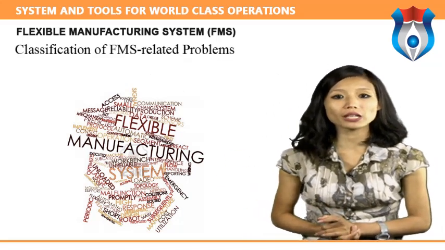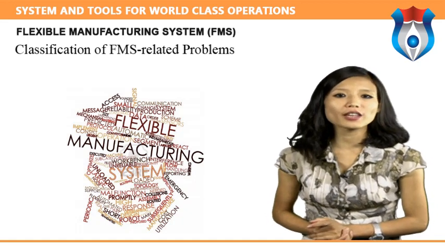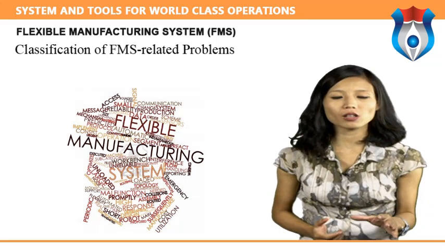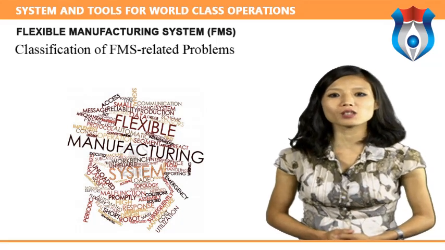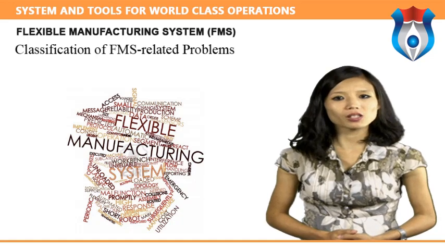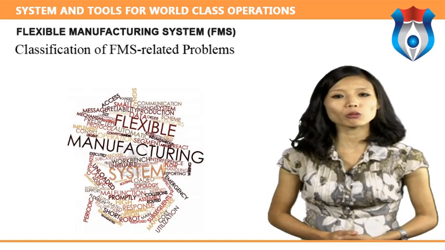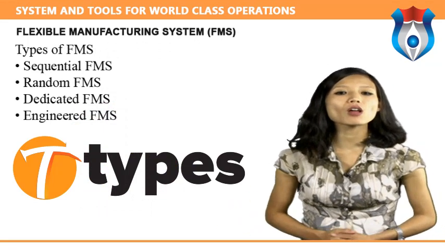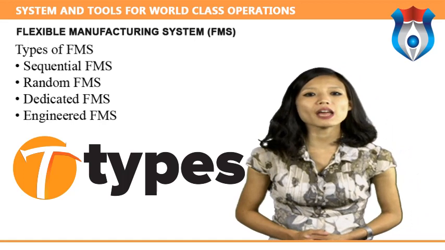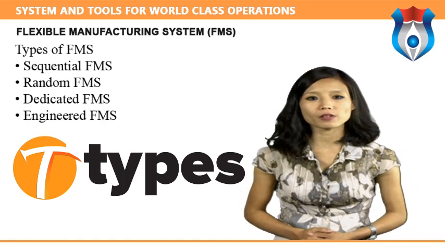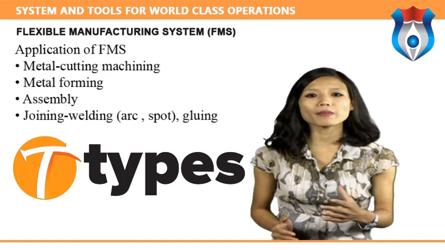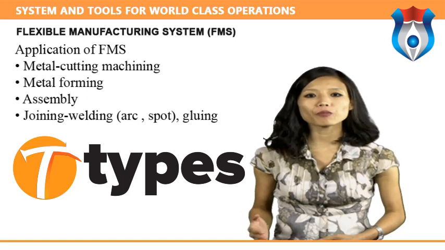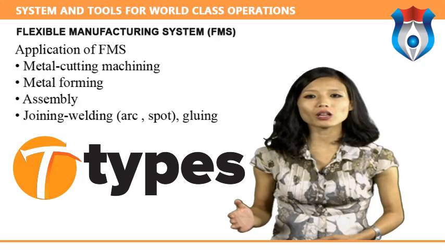Classification of FMS related problems: strategic analysis and economic justification, which provides long-range strategic business plans. Facility design, in which strategic business plans are integrated into a specific facility design to accomplish long-term managerial objectives. The types of FMS are sequential FMS, random FMS, dedicated FMS and engineered FMS. The applications of FMS are metal cutting machining, metal forming, assembly, joining, welding, arc or spot gluing.